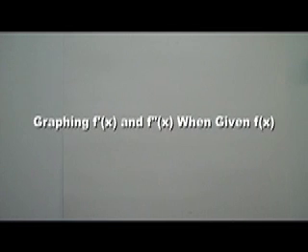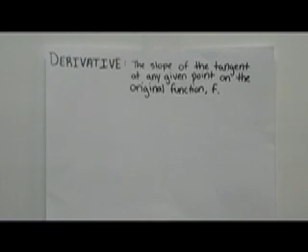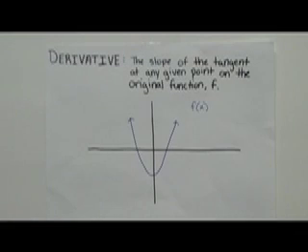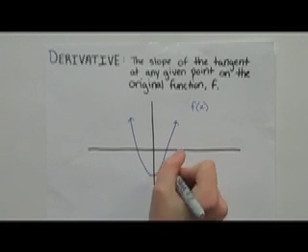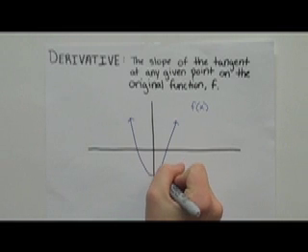The derivative, defined as simply as possible, is the slope of the tangent at any given point on the original function f. Using this information, we can find the rate of change at any differentiable value of x on the graph f of x. For example, given a function f of x, we can graph the derivative by interpreting the slopes at various x values on f of x.